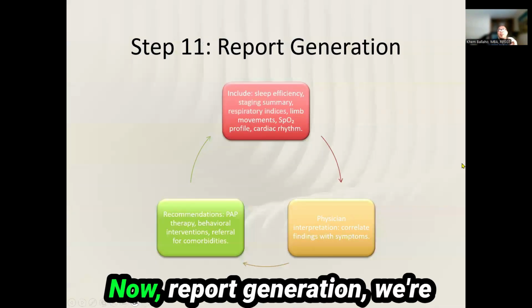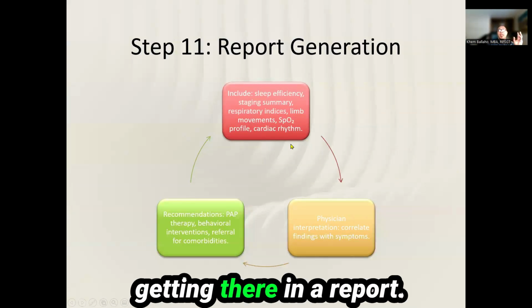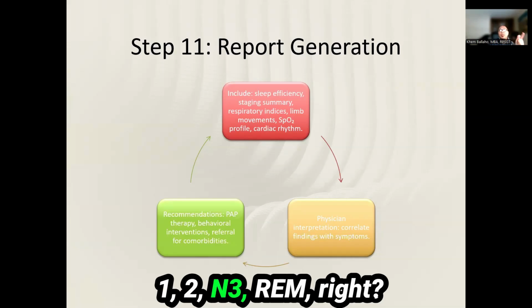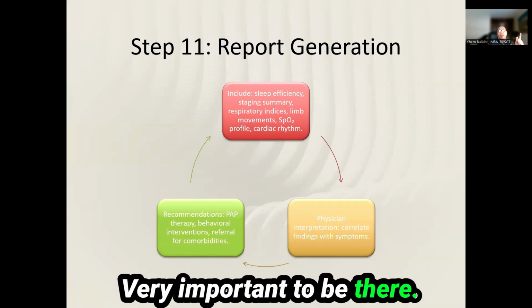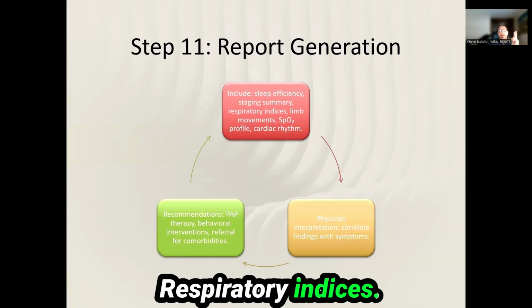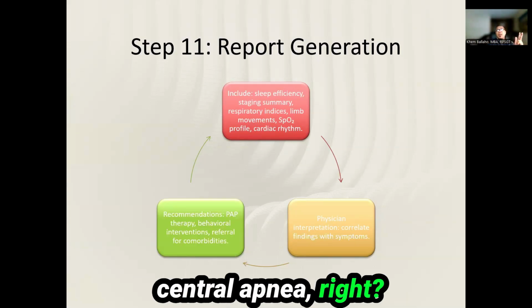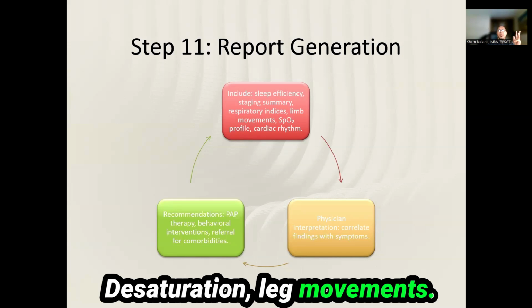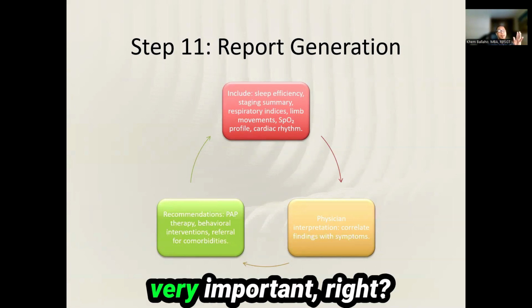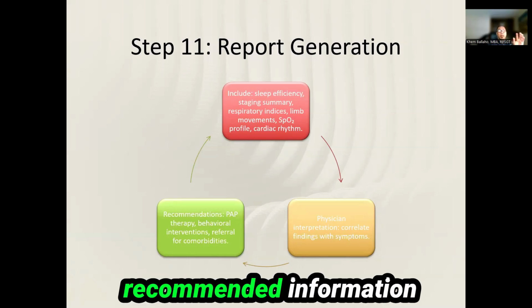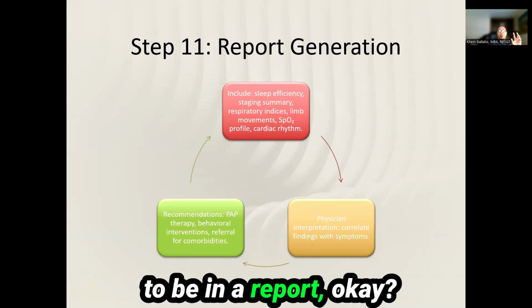Okay. Now, report generation. We're getting there. In a report, sleep efficiency is important. Staging, of course, N1, N2, N3, REM, right? Very important to be there. Respiratory indices, AHI, apnea, hypopnea, central apnea, right? Or the saturation, leg movements, any arrhythmias, very important, right? These are all mandatory or recommended information to be in a report.